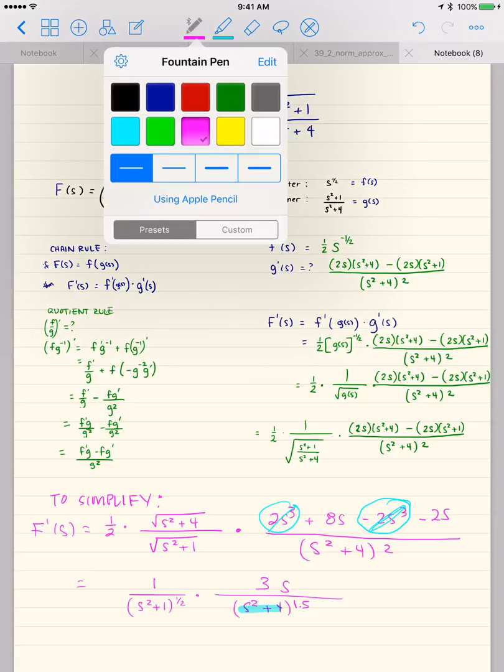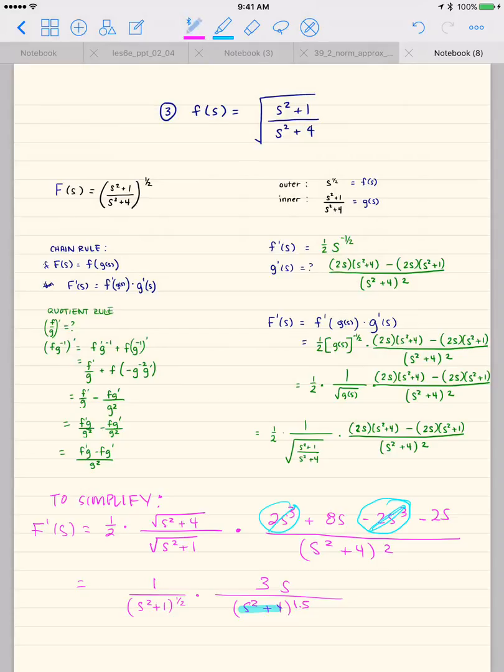So our final answer would then be, I think we're supposed to do it in red, f prime of s equals 3s over s squared plus 1 to the 1/2, s squared plus 4 to the 3/2.